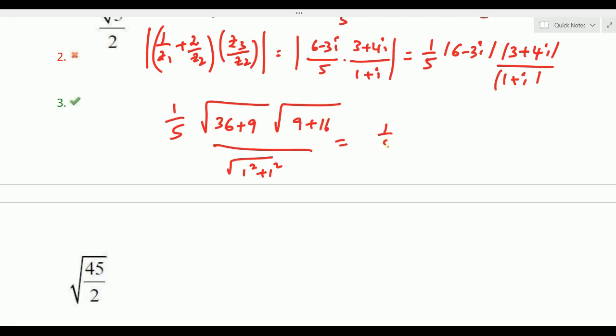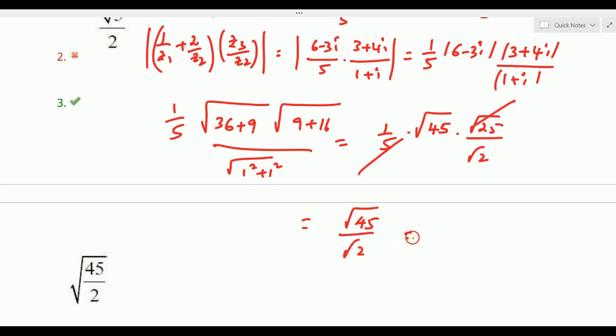So this is 1 by 5 of root 45, and then 9 plus 36 is 45, times root 25 by root 2. Root 25 is 5, which cancels with the 5. Therefore, what is left over is root 45 by root 2, which is root over 45 by 2. This is given clearly as the third option, root over 45 by 2. This is the result, right? Is it clear?